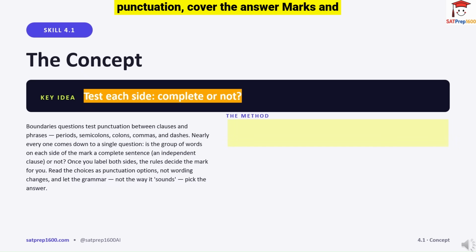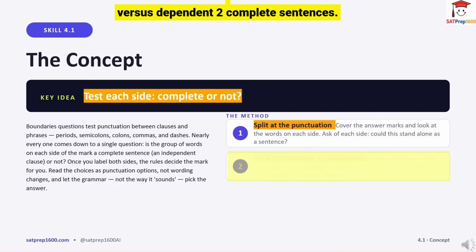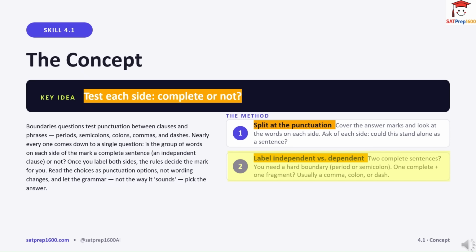Step 1. Split up the punctuation. Cover the answer marks and look at the words on each side. Ask of each side, could this stand alone as a sentence? Step 2. Label independent versus dependent. 2 complete sentences? You need a hard boundary, period or semicolon. 1 complete plus 1 fragment? Usually a comma, colon, or dash.